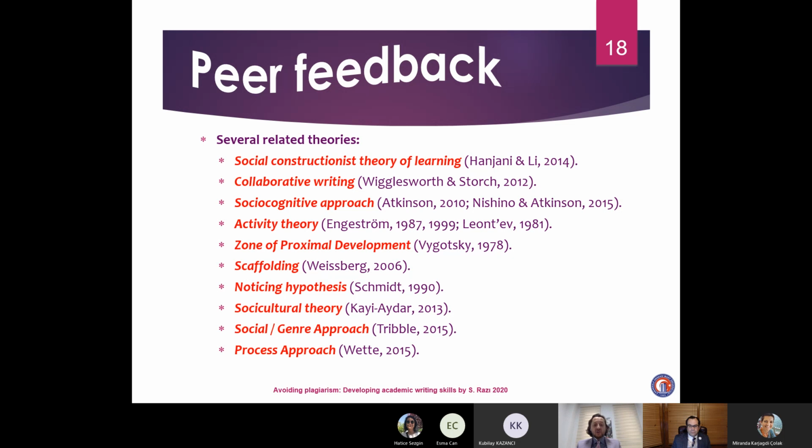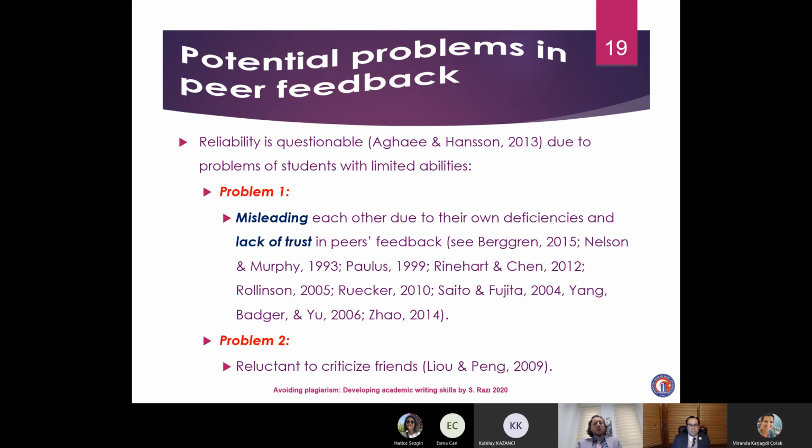Considering the relevant literature, here I listed several related theories which might be associated with exchanging feedback. And the most important 2 things are coming from scaffolding and zone of proximal development, but it is also possible to associate it with the other learning theories. So there is good theoretical background behind peer feedback, I believe. But if you ask the students to exchange peer feedback in a traditional manner, I guarantee it won't work.